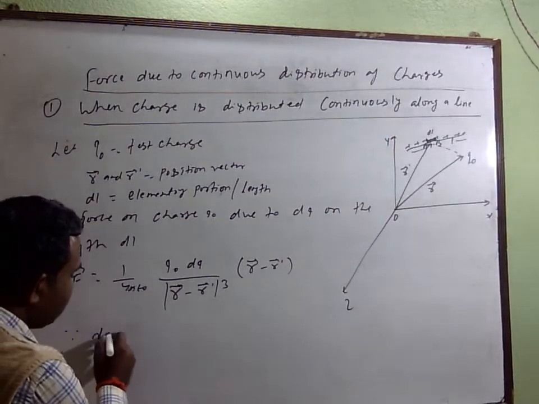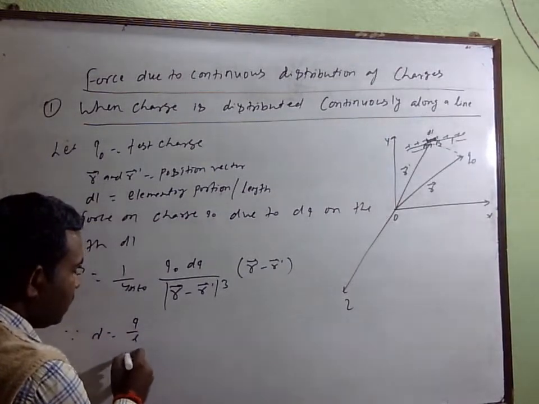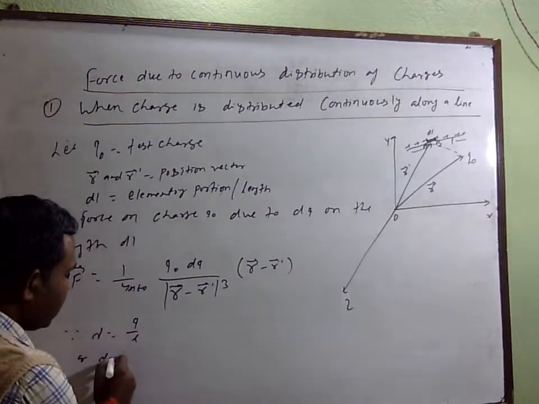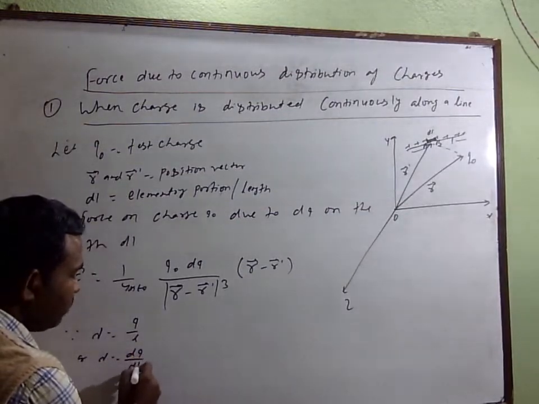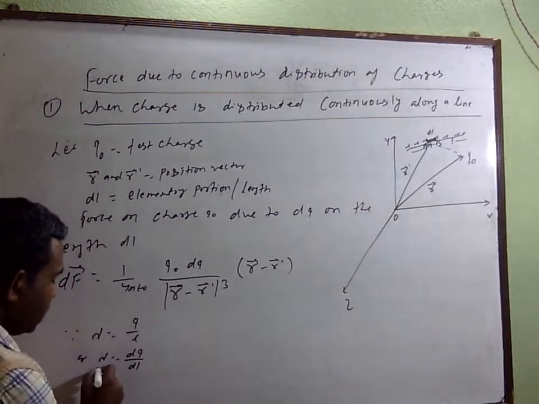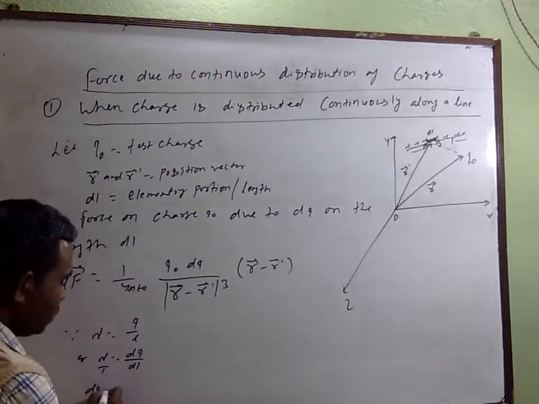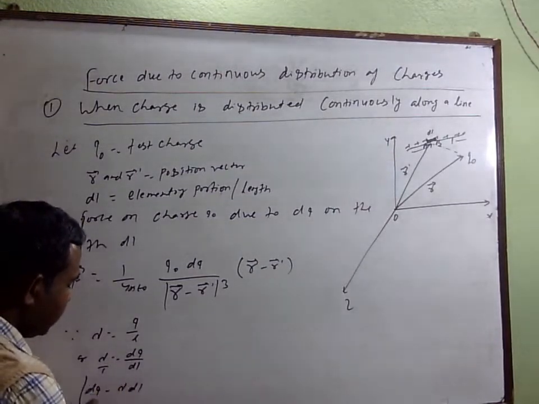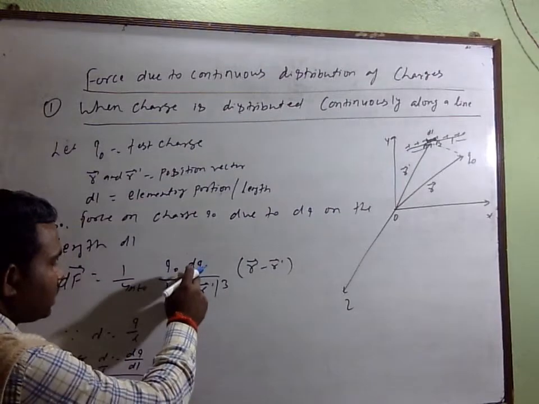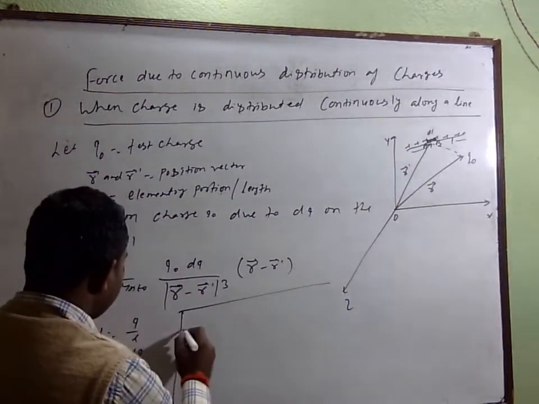Since you know that lambda is equal to q by l, or you can write lambda is equal to dq by dl, cross multiply here. So what will you write? dq equal to lambda dl. Yes, that you can write here. This value we can substitute here. Therefore, what will you write?